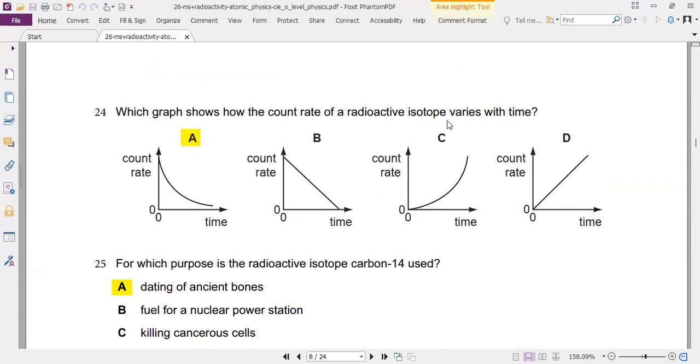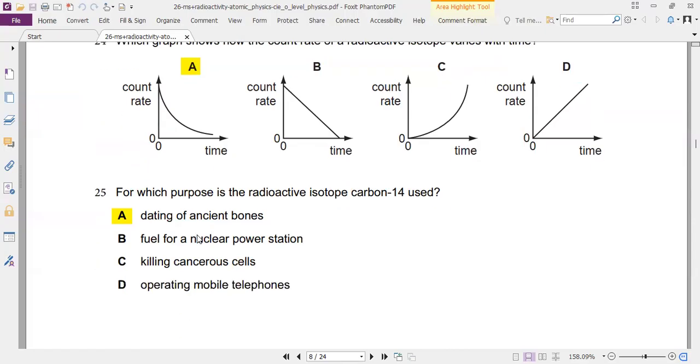Count rate of a radioactive isotope. Well, it decreases by time and it's not a constant rate. So reject C and D. It's not constant. Reject B. The only one is A. Why is it not constant? Well, it is a random process. It can happen anytime. It might not happen sometimes, and sometimes it might happen more. But it continuously happens, but at a variable rate.